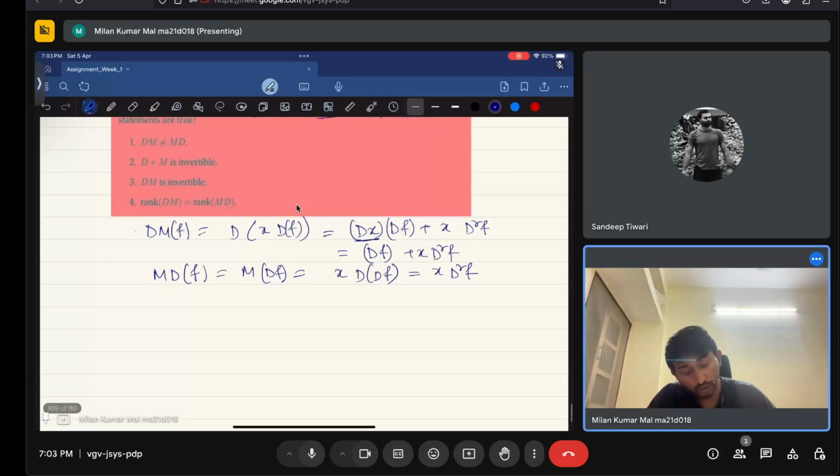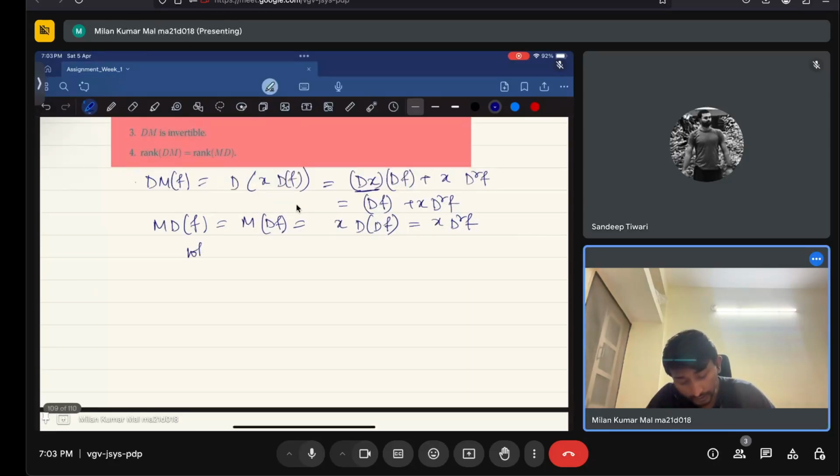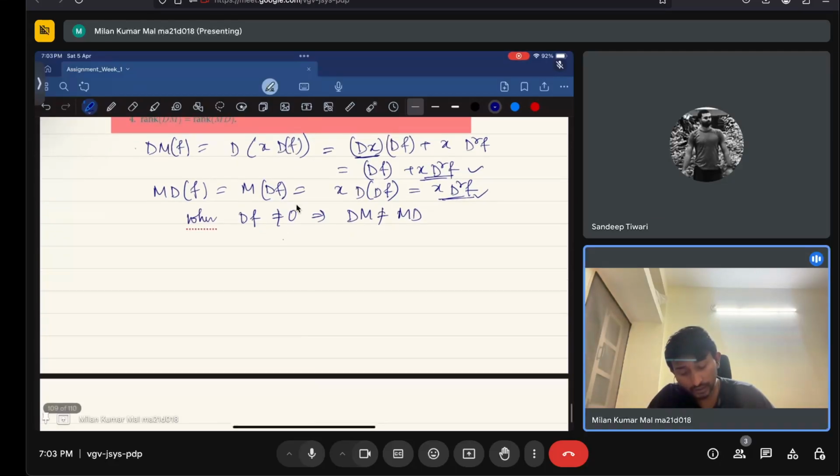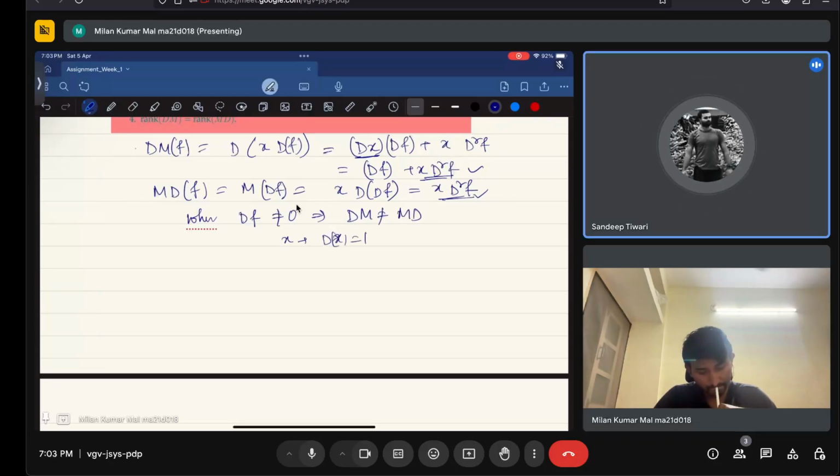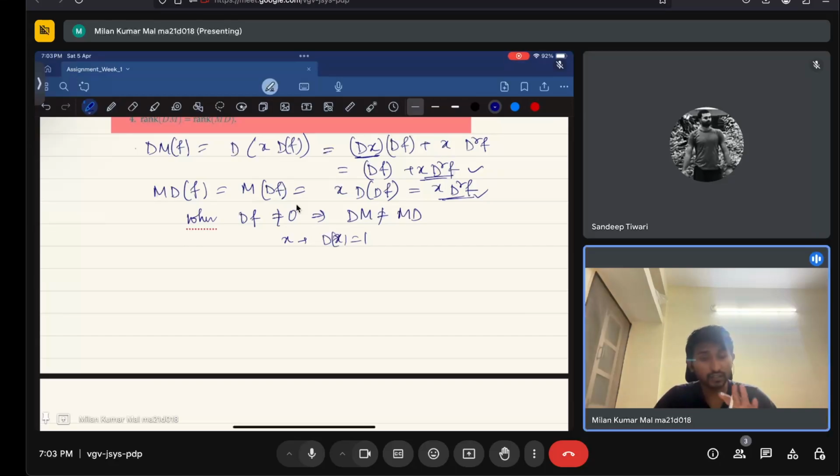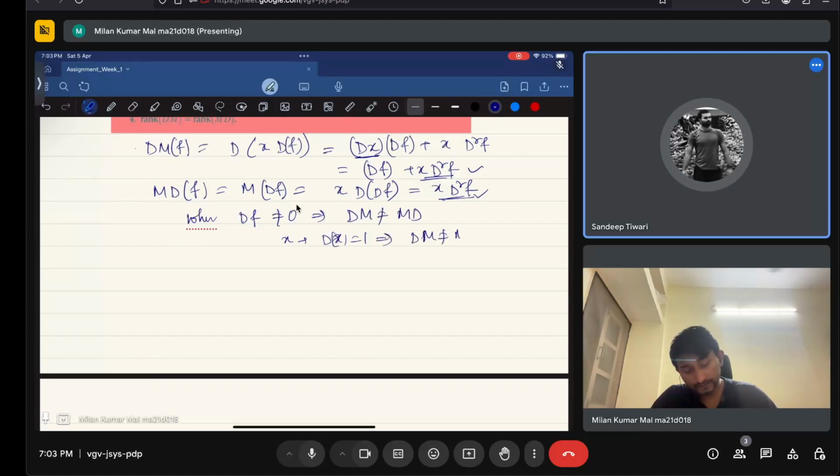So therefore when D of f is not equals to 0, in that situation DM is not equals to MD. You can look at these two terms, right? For example, one can take x, in that situation Df is a constant. When it is constant then it will be equal, but that is not always true. In that situation, if Df is non-zero, then this will imply f is non-constant.